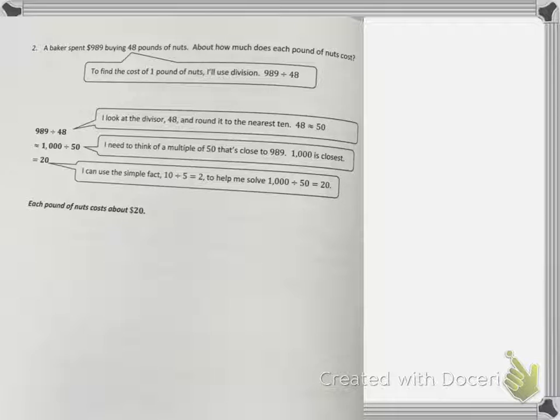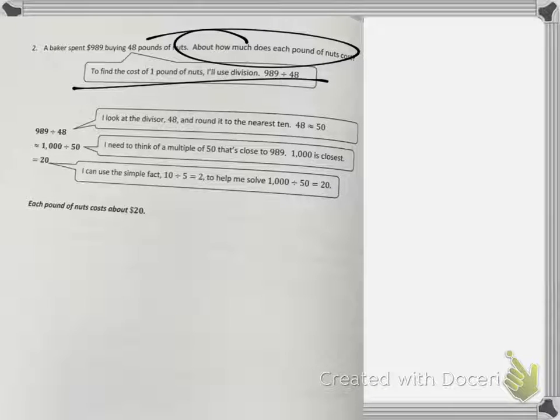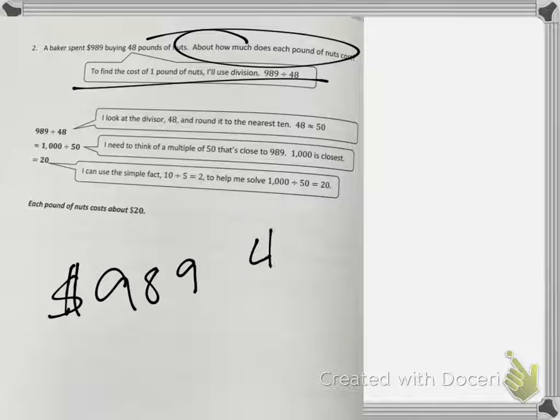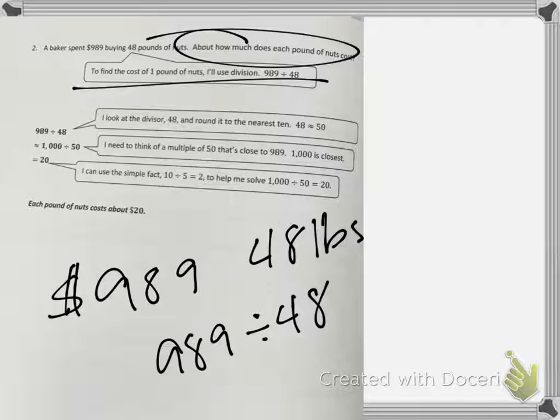All right, let's look at the next page. The next page just goes off of the word problems that we're going to have in the end. Of course, it's the same thing. It says about how much. So when we say about how much, that doesn't mean exactly. So about how much does each pound of nuts cost? So we know that it's $989 for 48 pounds. It's a lot of pounds. So we have 989 divided by 48.